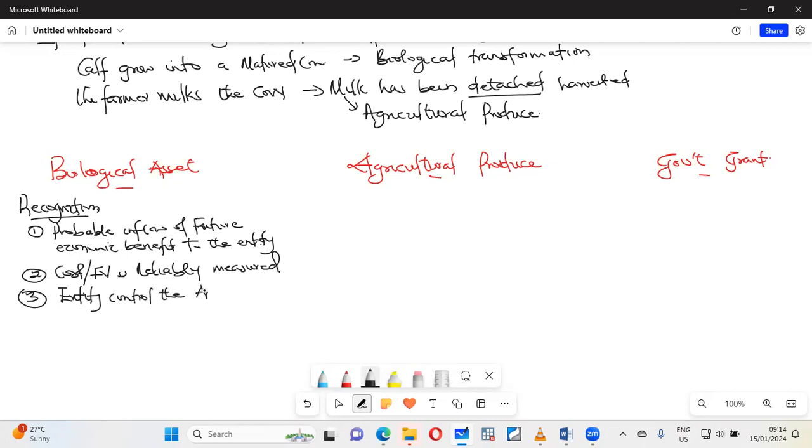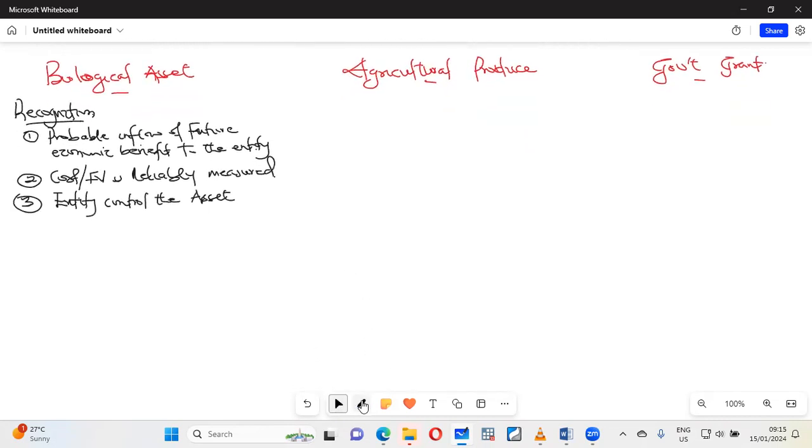Of course, these days when the conceptual framework got changed, you realize that this probable inflow cannot flow to you if you are not in control of the asset. All right, so that kind of thing is there. All right, then we learn the measurement.